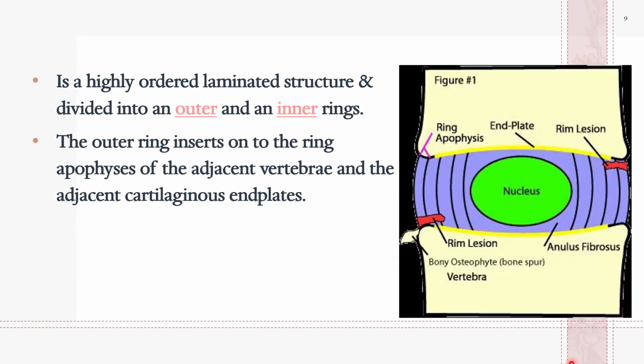The outer ring inserts into the ring apophysis of the adjacent vertebra and the adjacent cartilaginous end plate. This image shows us the ring apophysis and the cartilaginous end plate. That's the site of attachment of the outer ring of the annulus fibrosus.